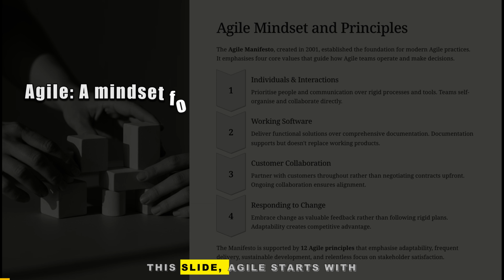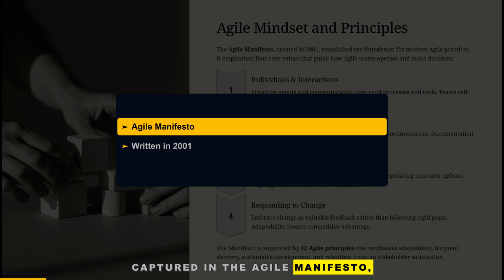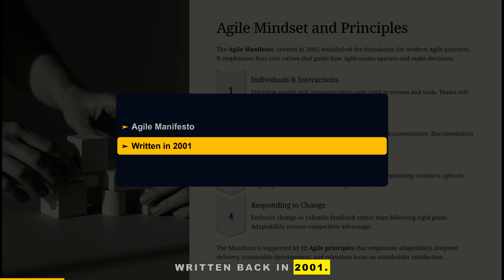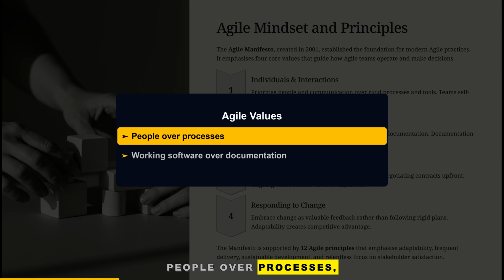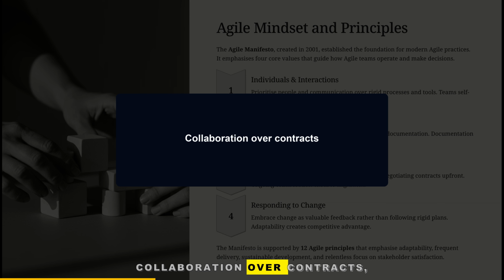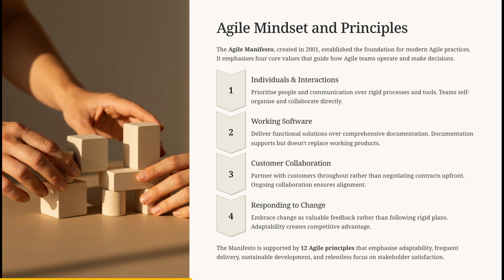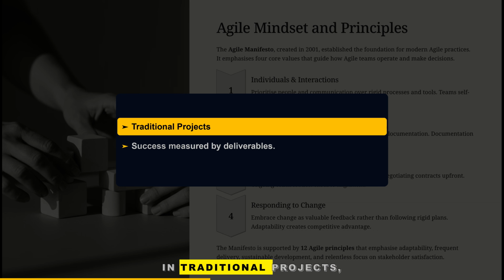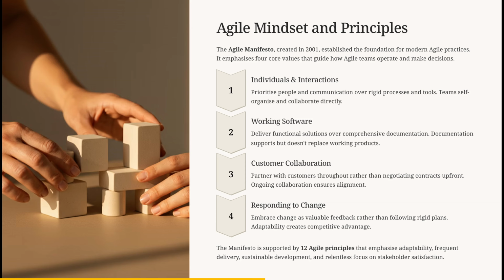As you can see on this slide, Agile starts with a mindset, captured in the Agile Manifesto, written back in 2001. It's not about tools or frameworks, it's about values: people over processes, working software over documentation, collaboration over contracts, and responding to change over rigid plans. In traditional projects, success was measured by deliverables. In Agile, success is measured by delight.